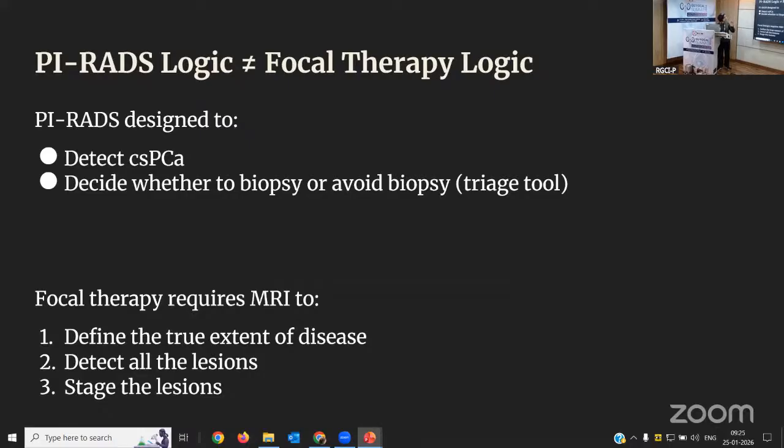I just want to highlight that the PIRADS logic doesn't hold for the prostate therapy logic. The whole reason why MRI came was as a triage tool. So our aim was to pick up the most aggressive looking cancer and then prove it as cancer and treat the whole gland. But now what we are trying to do is treat each lesion individually. So we are not really there yet. And this is where the role of MR is, to give the margins, detect all lesions, and to stage it. But there are certain limitations, and we have to find ways to work around them.